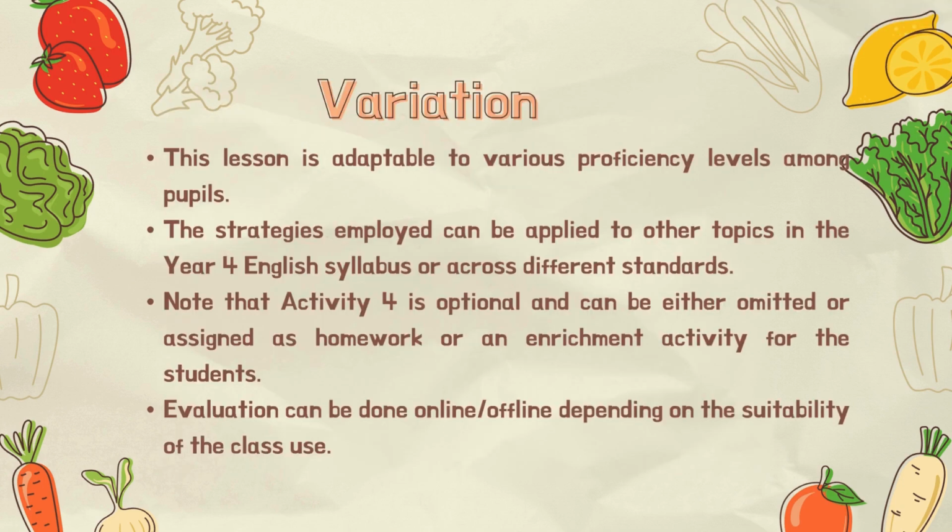Lastly, variation. This lesson is adaptable to various proficiency levels among pupils. The strategies employed can be applied to other topics in the Year 4 English syllabus and also across different standards. Note that Activity 4, which is the online task, is optional and can be either omitted or assigned as homework or used as an enrichment activity for the advanced students. Evaluation also can be done online or offline depending on the suitability of the class. That's all for activity 1, and let's move on to activity 2.